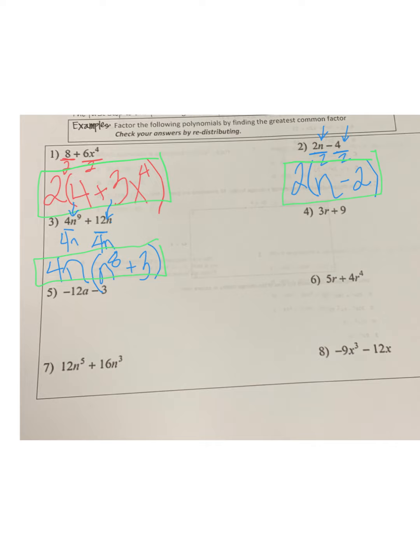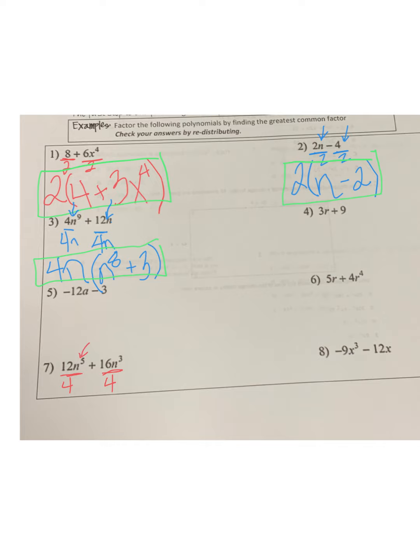Look at number 7. We have 12n to the 5th and 16n to the power of 3, or 16n cubed. What do they both share? Can we take out a 2? Yeah, we can take out a 2, but can we take out anything bigger than 2? How about a 4 like we did on the last one? Can we take out a 4? Yeah, what else can we take out?